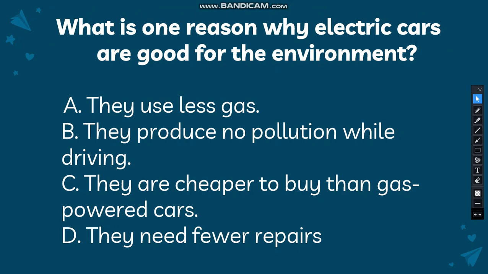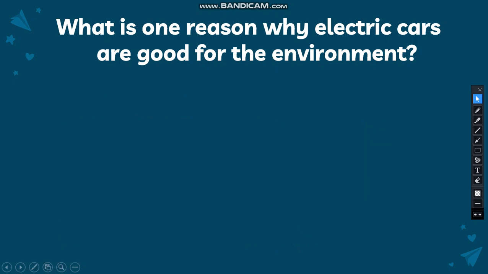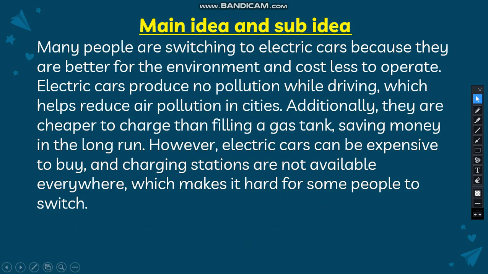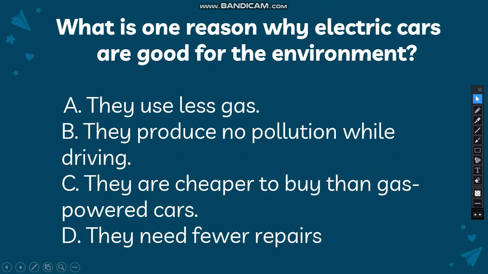Now let's get back to the text to answer this question and identify the type of question as well. So here in the text you can see the second part: electric cars produce no pollution while driving, which helps reduce air pollution in cities. That means they are environment friendly. Do we consider this the main idea? No, we cannot consider it the main idea. This is supporting the main idea. So any idea except the main idea that's supporting the main idea is.